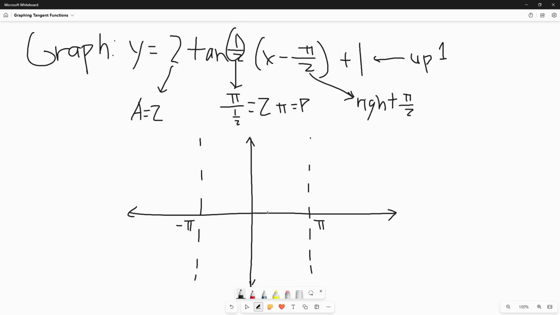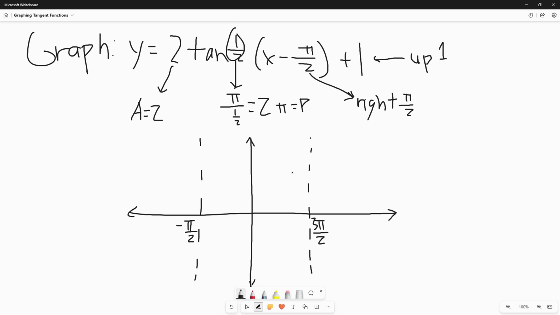Now the next number we should look at is this, the shift right by pi over 2. What this number means is that the asymptotes in the whole graph are moved to the right by pi over 2. So this will become negative pi over 2, and this will become 3 pi over 2. And now the graph isn't really to scale, but it's fine. We can redraw it later.